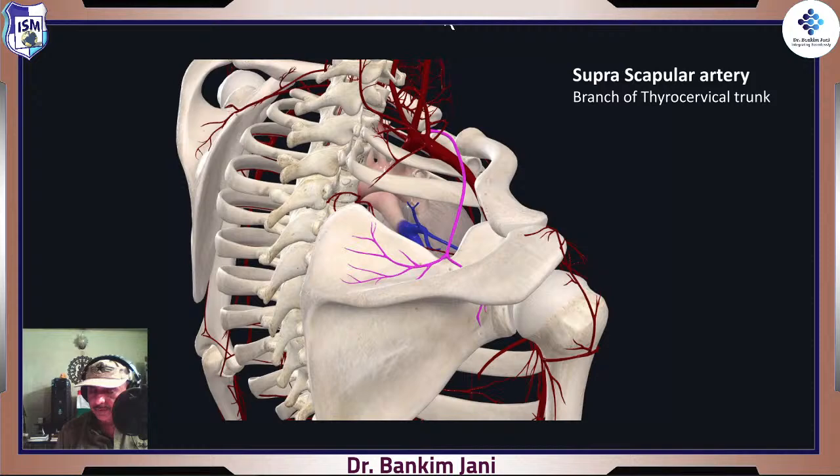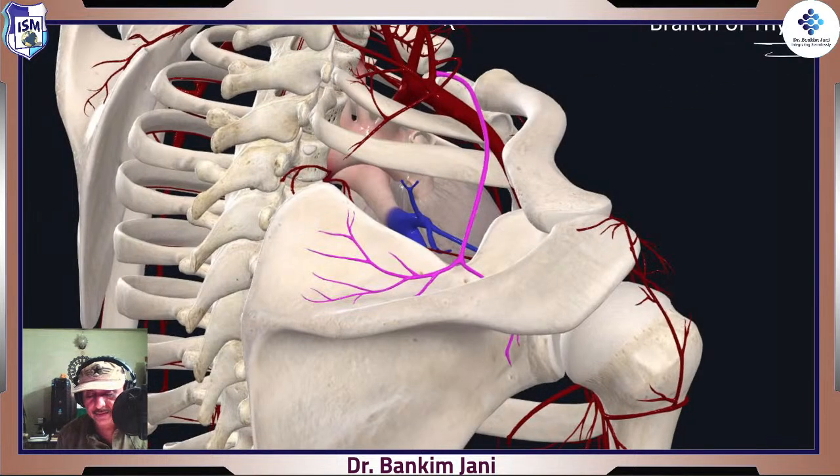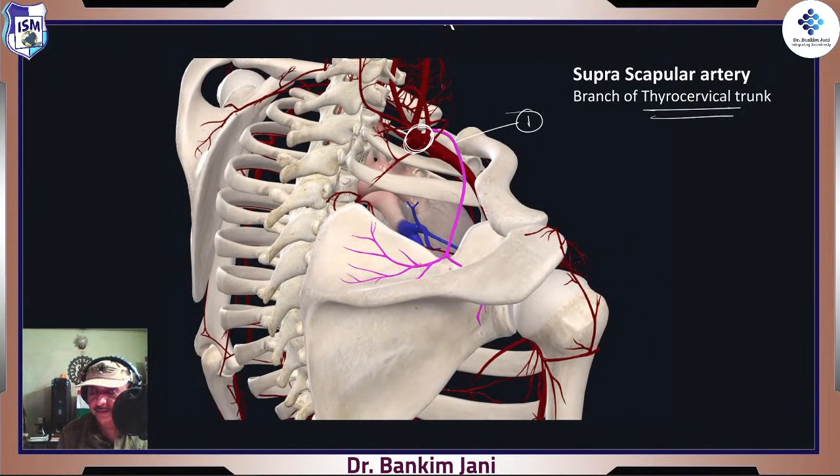Okay, so let's see these. Suprascapular artery, right? We said suprascapular, which is emerging from the thyrocervical trunk. Here it is. Let's zoom in. Here it is, the thyrocervical trunk. This one is the thyrocervical trunk, and from there, here it goes. So that's our first candidate, the suprascapular artery, first one, right?